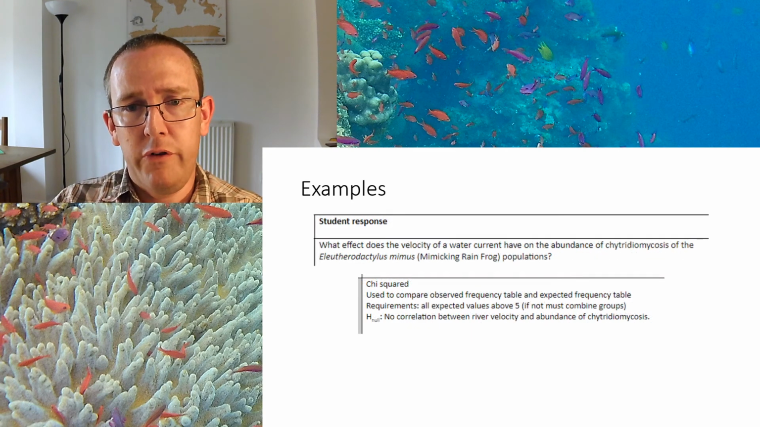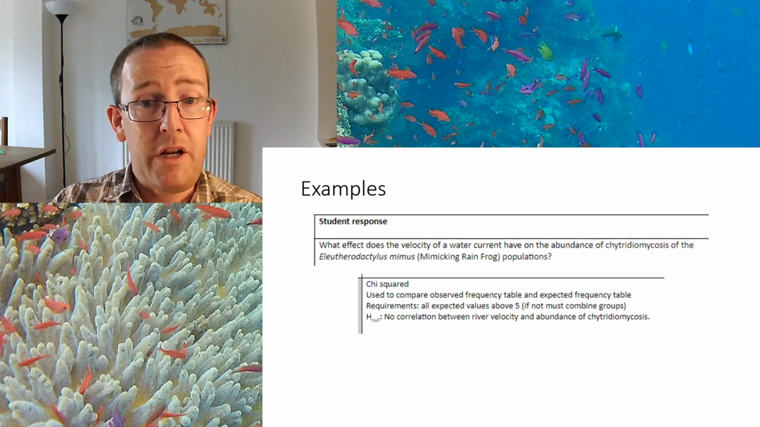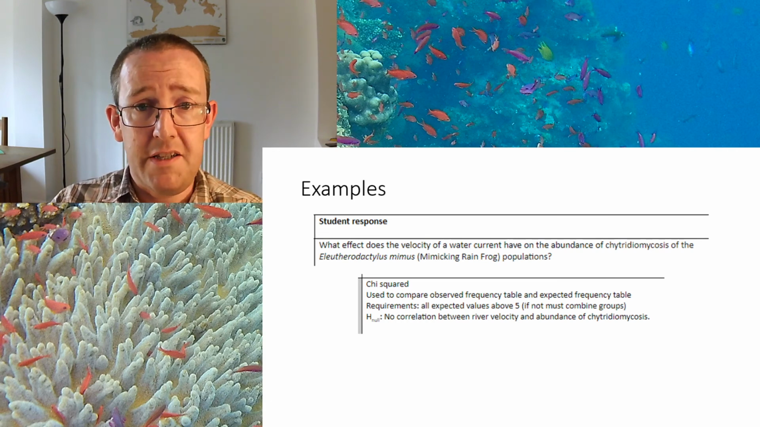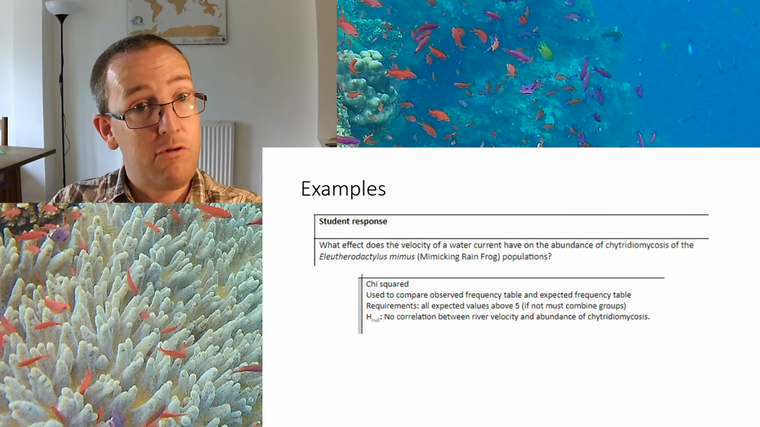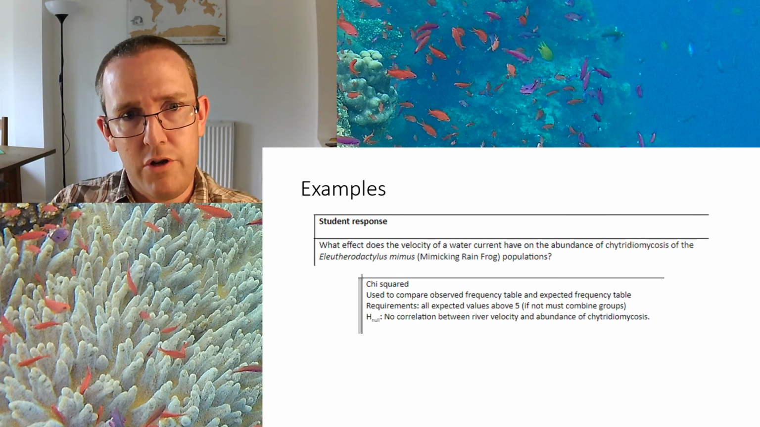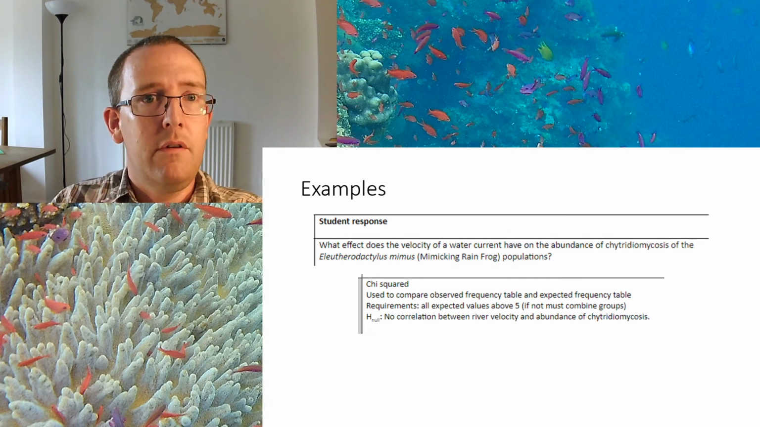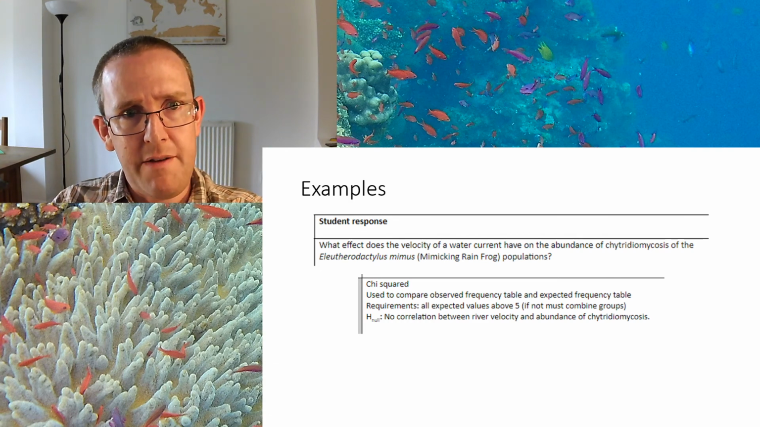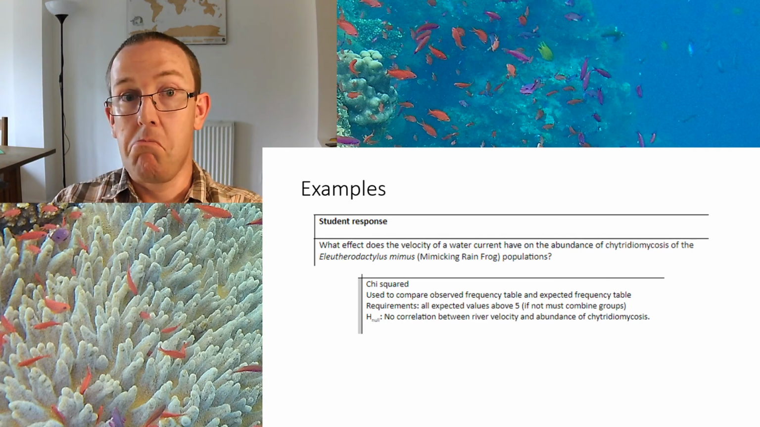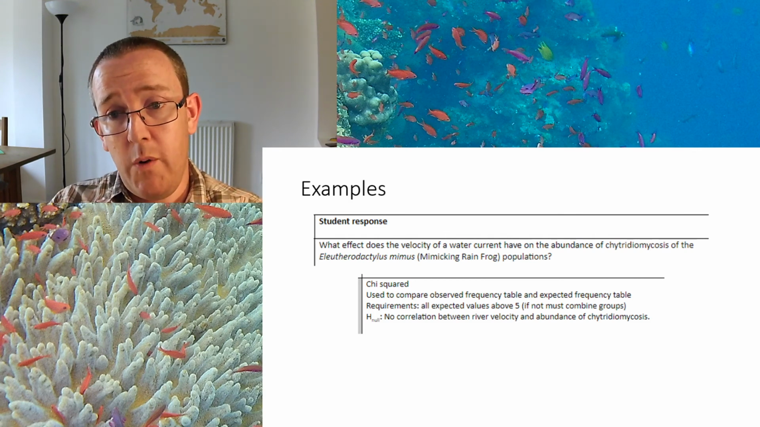What effect does the velocity of water current have on the abundance of chytridiomycosis in the mimicking rain frog populations? We're going to use a chi-squared because we've got frequencies of things in categories. Used to compare the observed frequency table and the expected frequency table. Great. The only thing I would question there, which hopefully is in the methodology somewhere, is what's the expected? I mean, do we have prior knowledge of how frogs live in flowing water? No idea. Okay. What is the expected there? So that's the only question I would have.